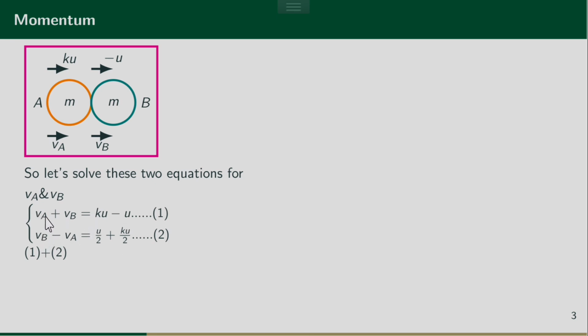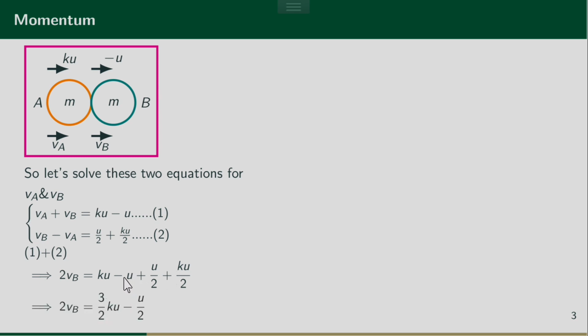Now, notice that I'm looking for VA and VB so that at the end I can see which of them is 0. So if I add equation 1 with equation 2, the terms in VA will vanish because of course they have the same coefficients but different signs. So VA vanishes. Then I'll be having 2VB is equal to, I just add the right hand side, which is KU minus U. I add U on 2 plus KU divided by 2. Let me just bring like terms together. These are terms in KU. So the coefficient of this term is 1 and that of this term is half. And 1 plus half gives 3 divided by 2.